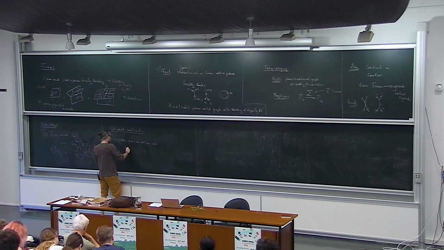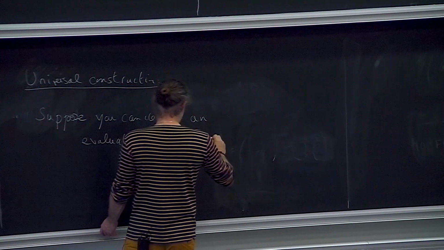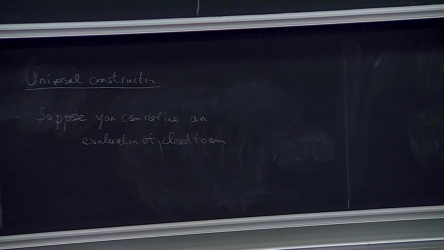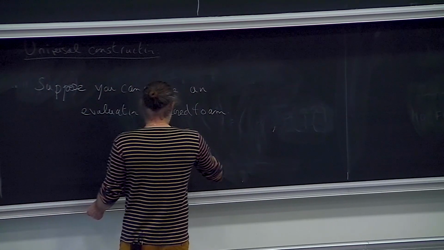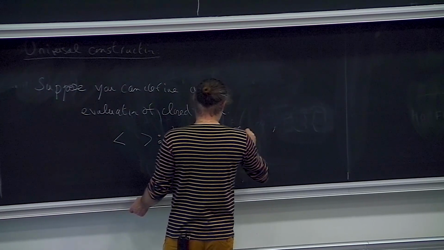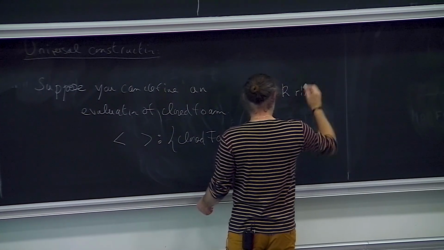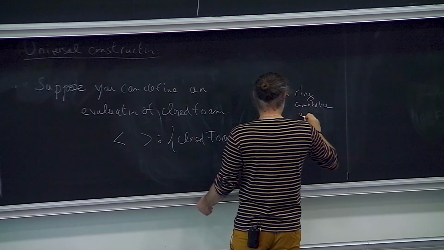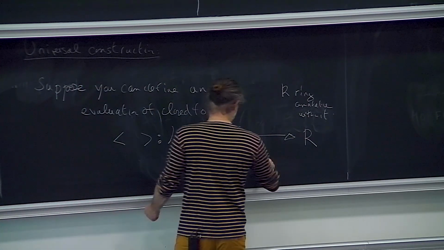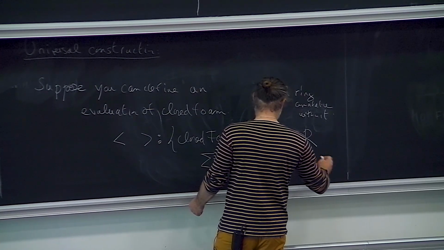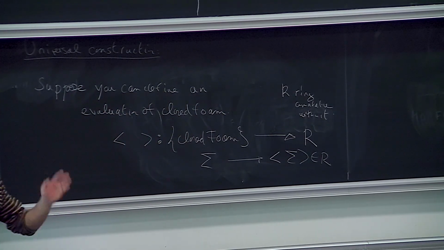an evaluation of closed forms. What I mean by an evaluation is a function, let's say brackets, from closed forms into a certain ring, where R is a commutative ring with unit. It takes a closed form sigma and associates to this bracket sigma an element of the ring. Suppose I give you a value for each closed form.